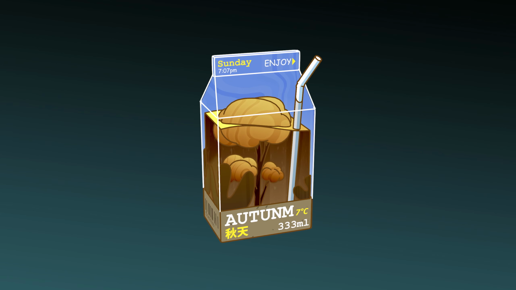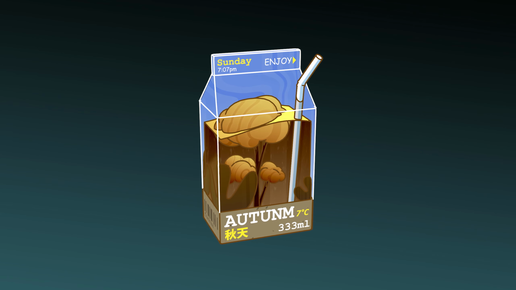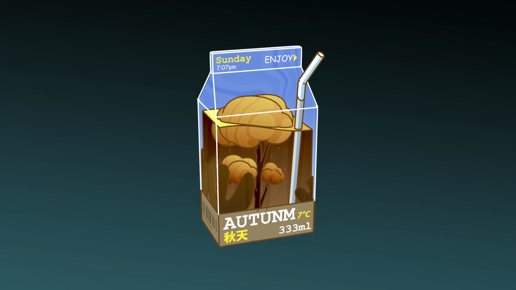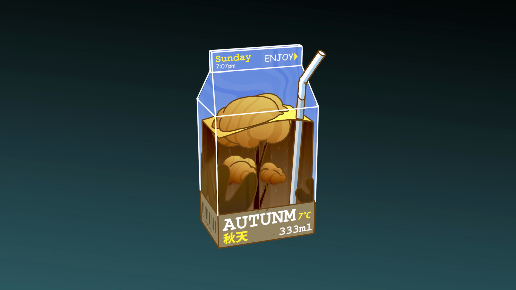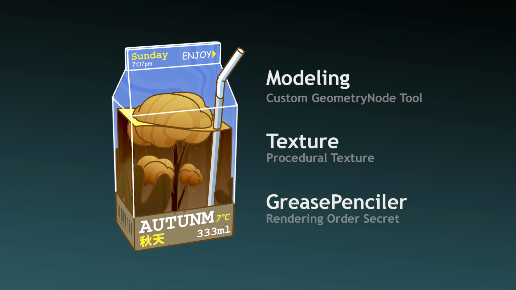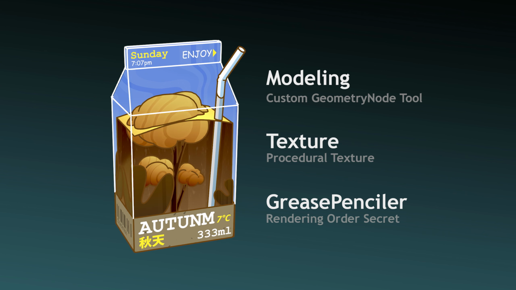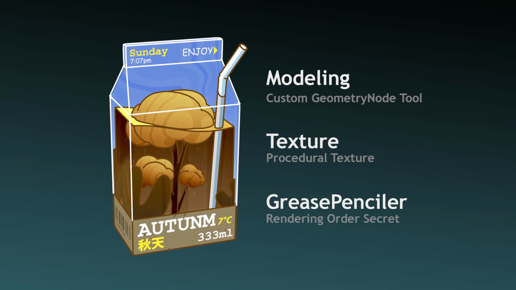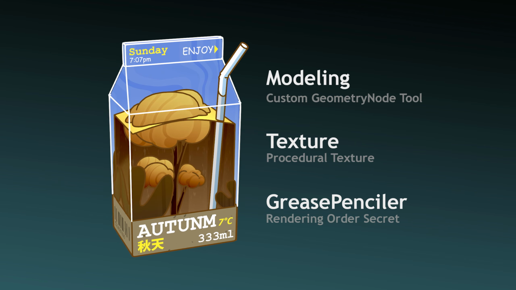Hello everyone, this is a 333 ml autumn beverage created in Blender. I will break down its creation process for you. This video is divided into three parts: modeling, texturing and grease pencil. This is an improvised piece, so there may be some imperfections in the production process. Please bear with me. Let's get started.